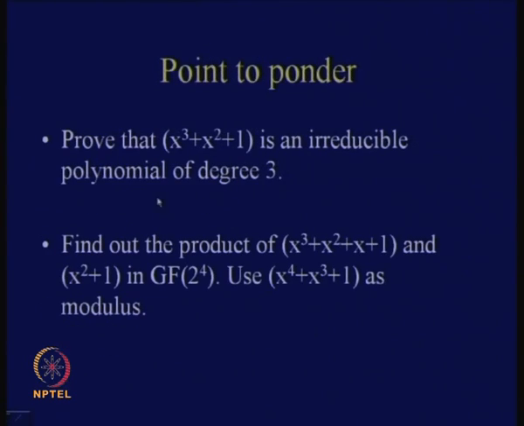So here is an exercise for you: you can prove that x to the power of 3 plus x to the power 2 plus 1 is actually an irreducible polynomial of degree 3, and you can also work out the product of multiplying this polynomial with this polynomial in GF(2^4). We already discussed that in order to do a multiplication we require a modulo or rather a reduction polynomial. So you can use this polynomial as the reduction polynomial.